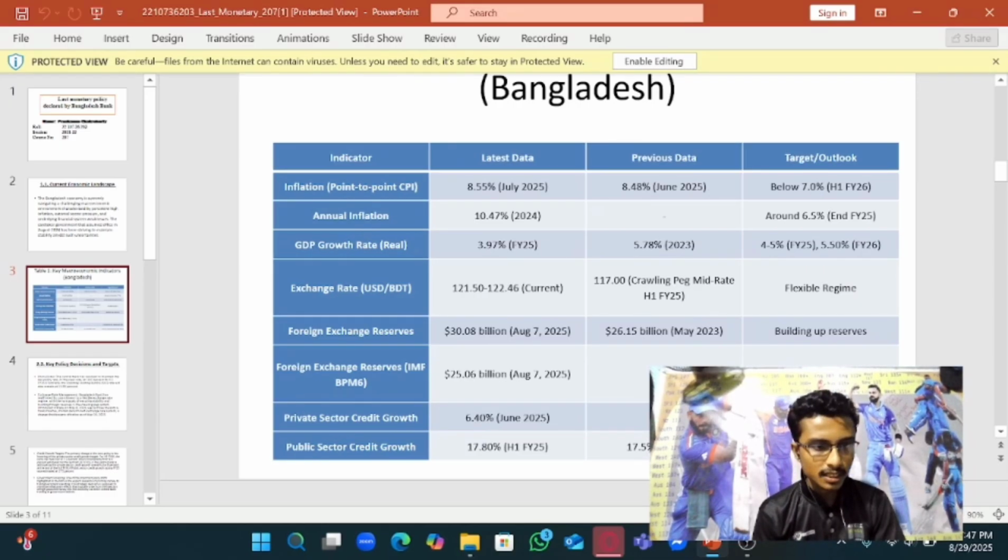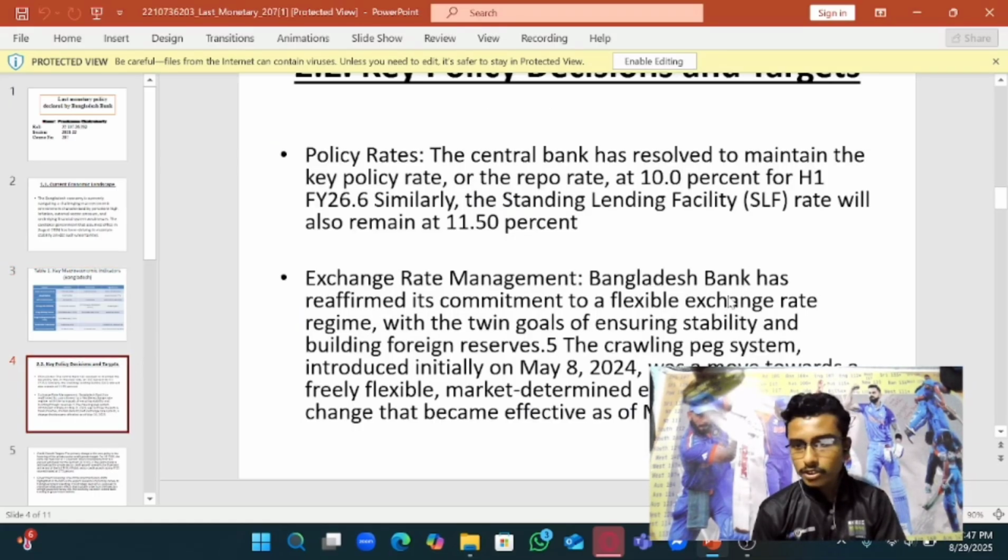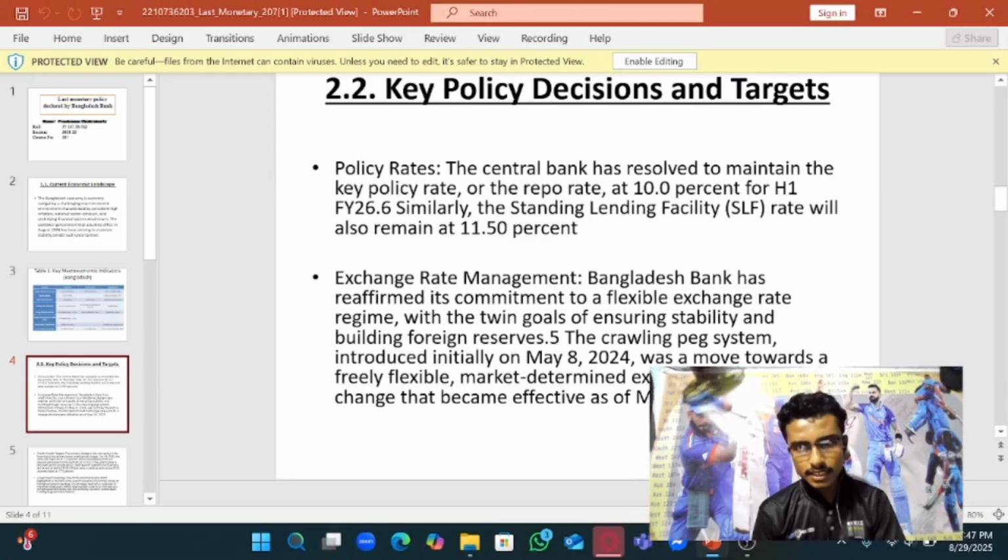Okay, let's move on to the next slide. 2.2. Let's zoom out to some key policy decisions and targets. First of all, the policy rate. What is the policy rate? The central bank has resolved to maintain the key policy rate, or the repo rate, at 10% in fiscal year 26. Similarly, the standing lending facility slab rate will also remain at 11.50%. That means the policy rate decision and target maintain how the economic money cycle should work.